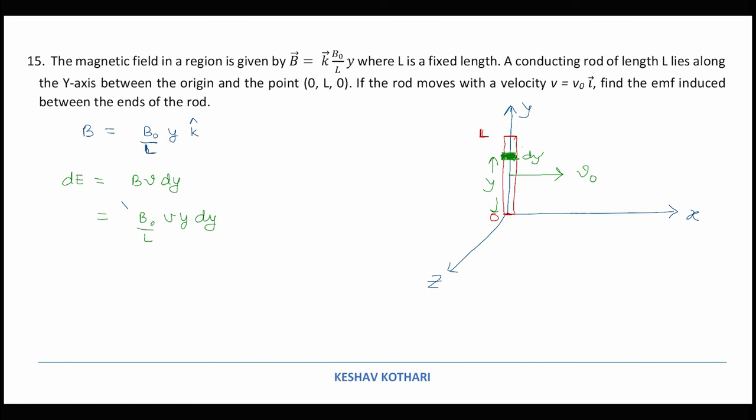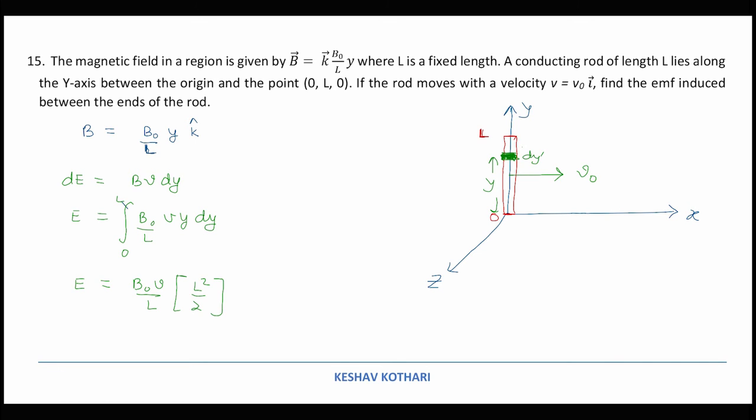So this is the expression which we write, and over here we integrate it from 0 to L to obtain the value of EMF induced across the length of the rod, and the value of EMF induced is equal to B naught V upon L. Integration of y dy can be written as y square by 2, and if I put the limit it will become L square by 2.